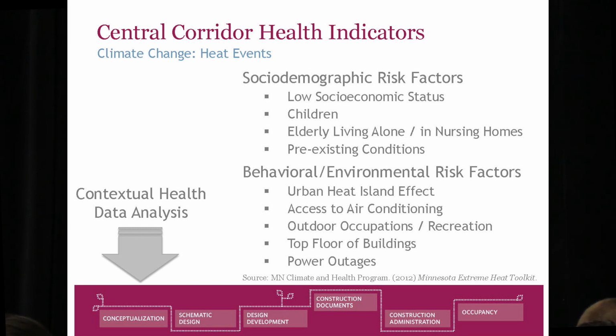Looking again, since I'm walking you through this, at both of these different types of disease. Looking at climate change and heat events, the sociodemographic risk factors, again, are low SES, children, elderly living alone or elderly living in nursing homes. This is a particularly big issue. We see a lot of mortalities related to elderly living alone during extreme heat events.